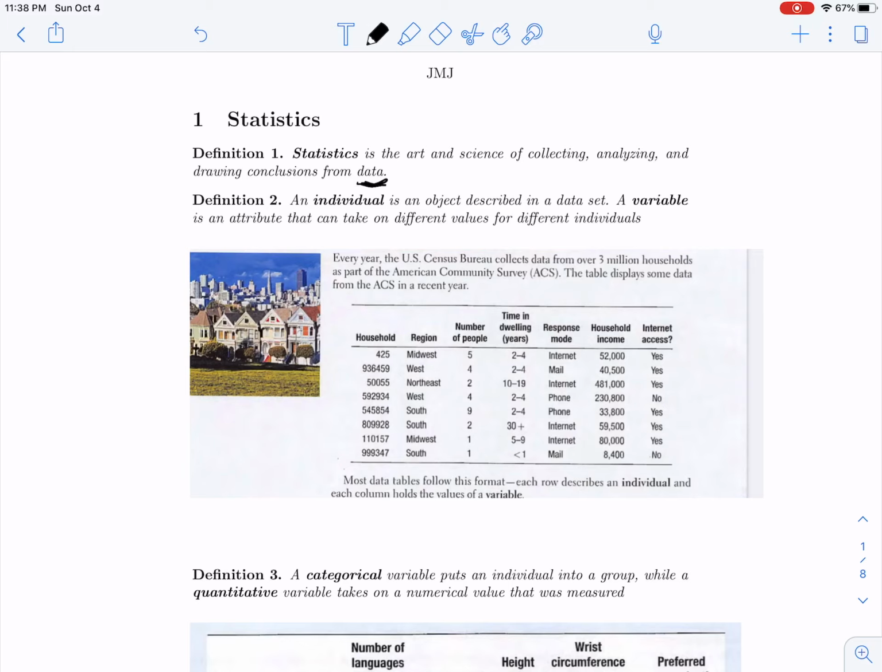And just for indulging my dorkiness, data is the plural. Data is a plural of the word datum, which is a word no one ever uses because you never have one datum. You just always have some data.